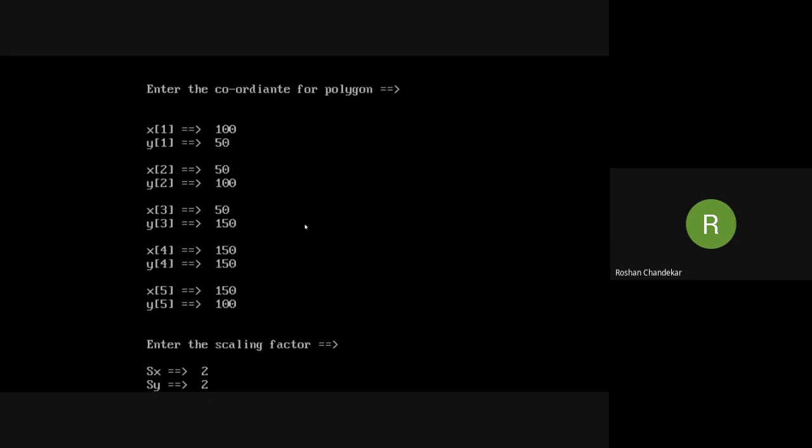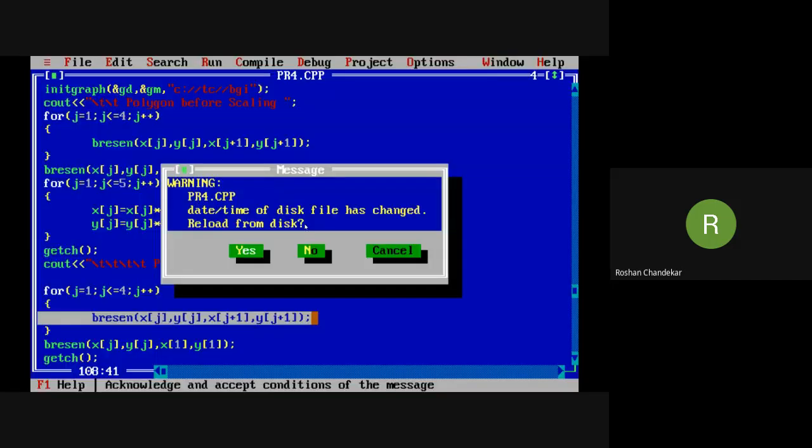After giving the values, first of all a polygon is drawn before scaling. Here it is: 100, 50, 50, 100, 50, 150, 150, 150, and 150, 100. Here we draw the polygon before scaling. Now these coordinates are multiplied by the scaling factor, sx is equal to 2 and sy is equal to 2. Here we multiply those values and get the polygon after scaling. That means the polygon is double in size. That is all about scaling a polygon in a C++ program.